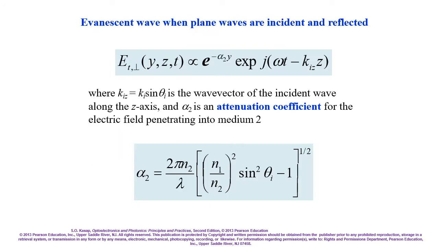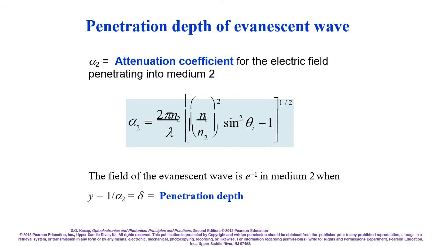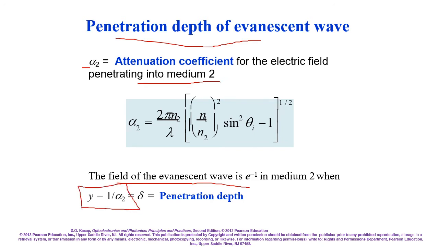For the evanescent wave, with the incident and reflected waves, we get this equation, and the attenuation coefficient for the electric field penetrating medium 2 is given by this equation. So this equation shows the attenuation coefficient alpha 2, and alpha 2 is the attenuation coefficient. This is known as the penetration in medium 2. The field for the evanescent wave is e to the power minus 1 in medium 2 when y equals 1 by alpha 2, which is known as the penetration depth. So this is the equation for the penetration depth of the evanescent wave, where alpha 2 is the attenuation coefficient.